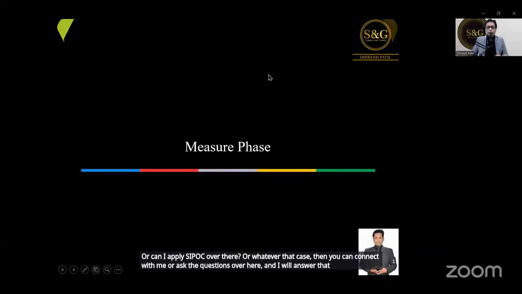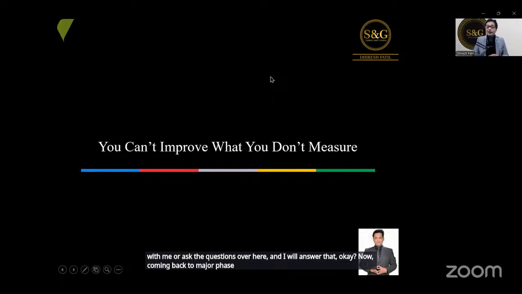Okay. Now coming back to the measure phase, the main objective of the measure phase, this is a very important statement. Okay. You can't improve what you don't measure.